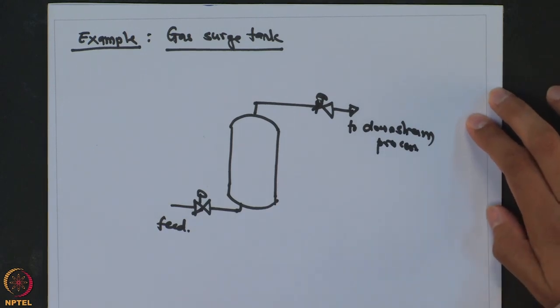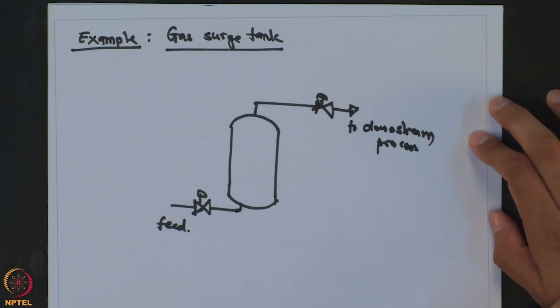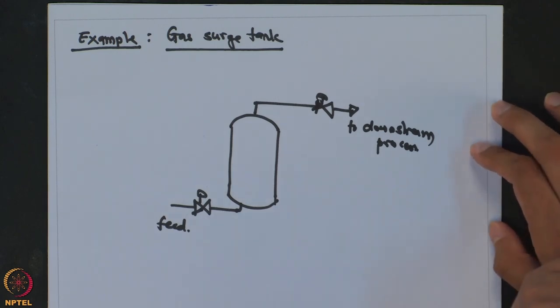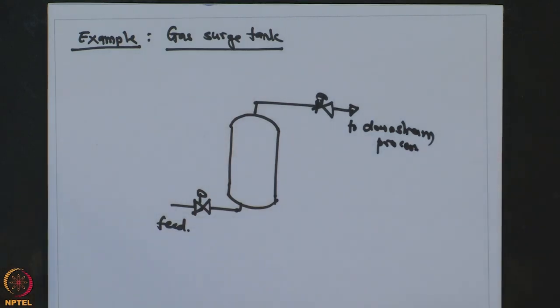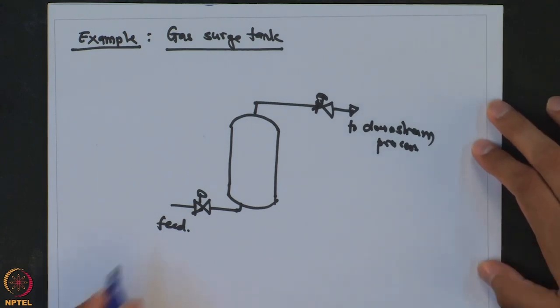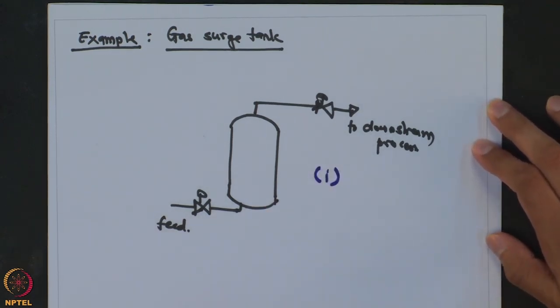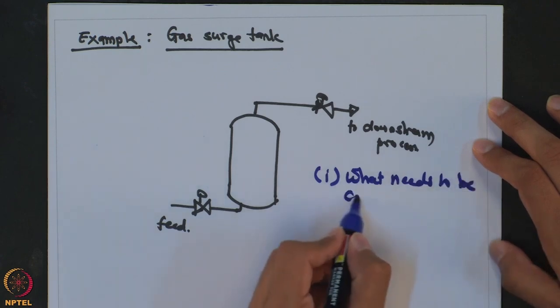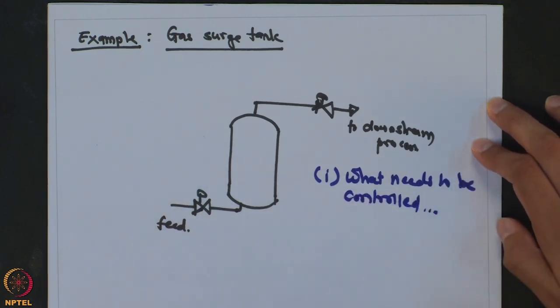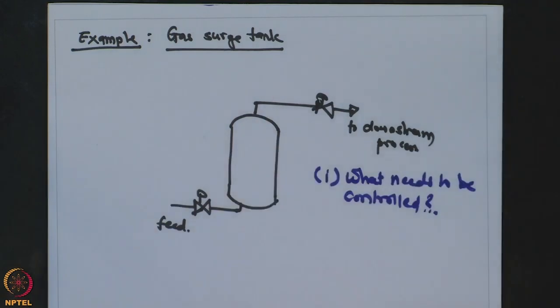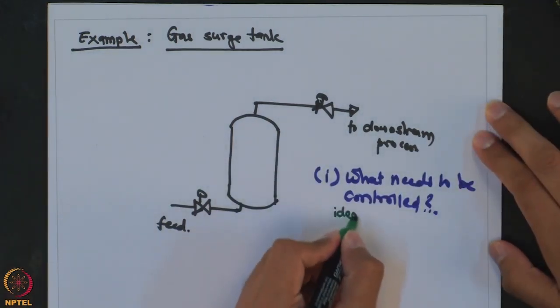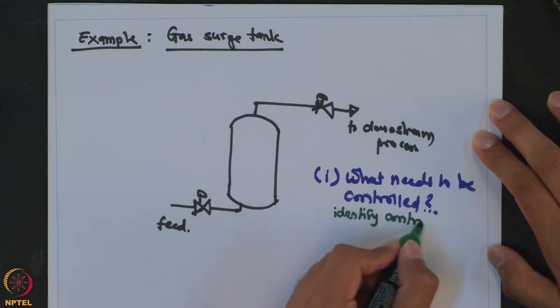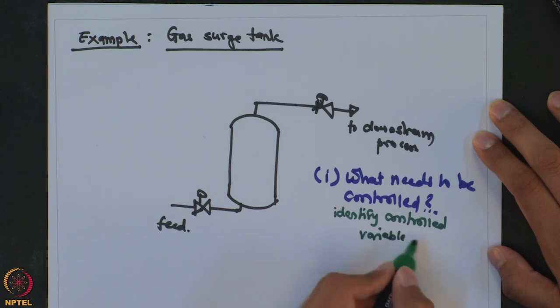So let us say this is a very simple system which we have to consider, and how do we go about designing a feedback control system? We will see what sort of questions we need to ask. The first, fundamental question which we have to ask is, what needs to be controlled? This is the primary question you have to ask whenever you are given any process: what is the controlled variable? The answer to this is to identify the controlled variables.